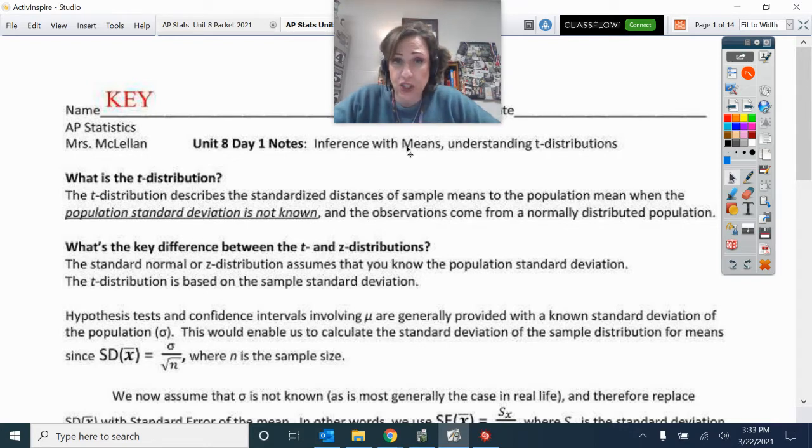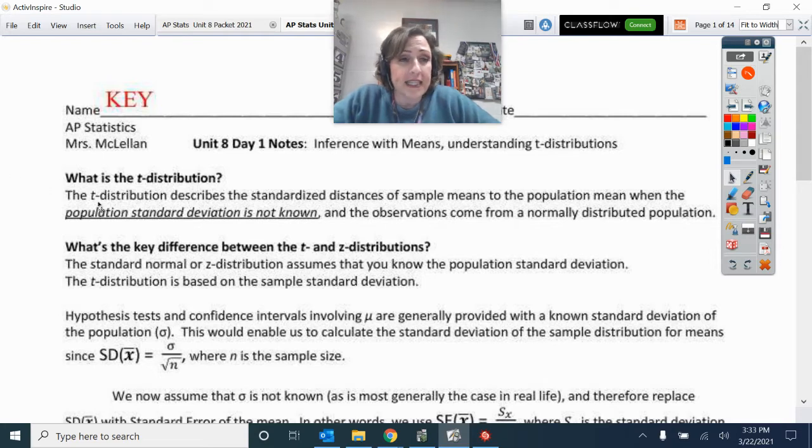But now we're going to go into making inferences about averages. Not proportions of things, but averages. Well, there's something particular that is a big deal when we deal with means. And so let's take a look at what that is.